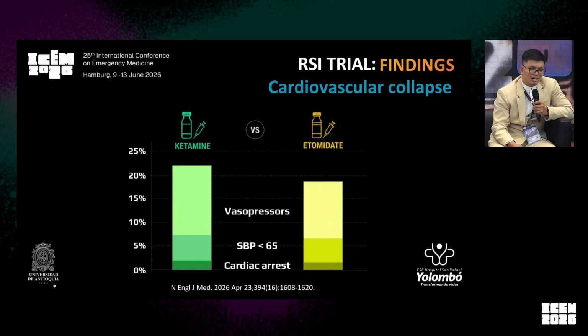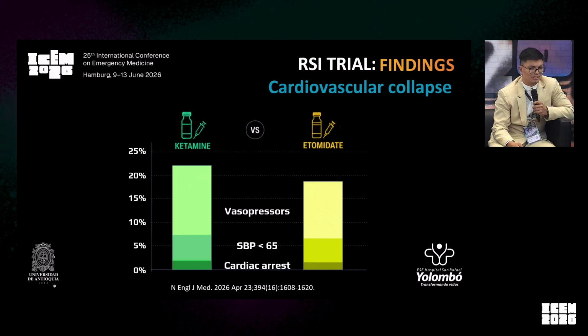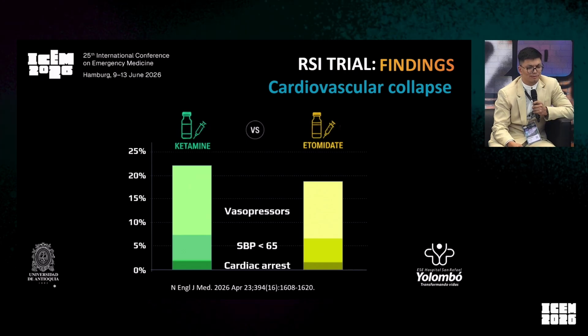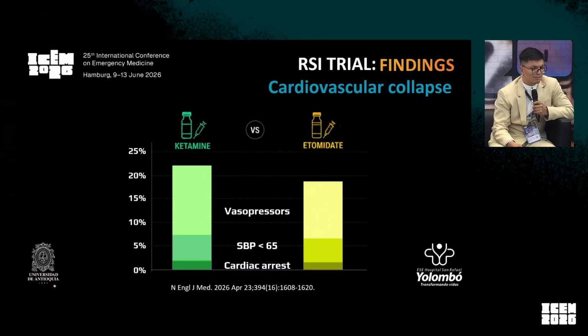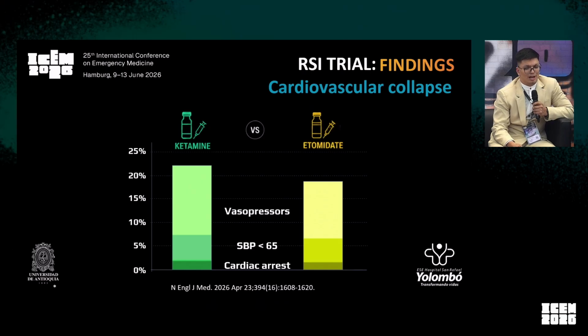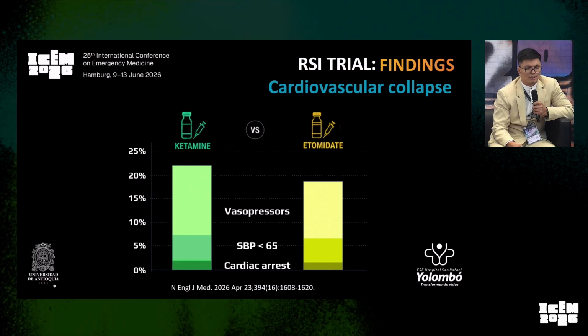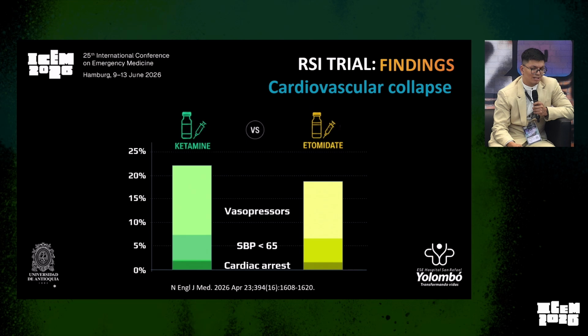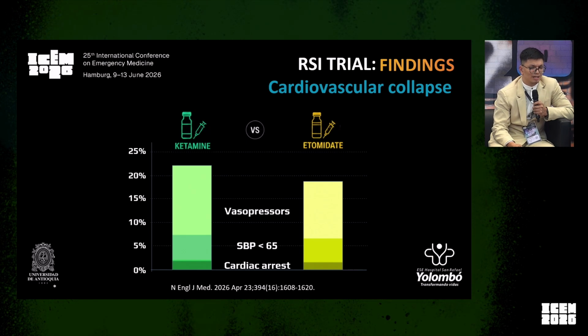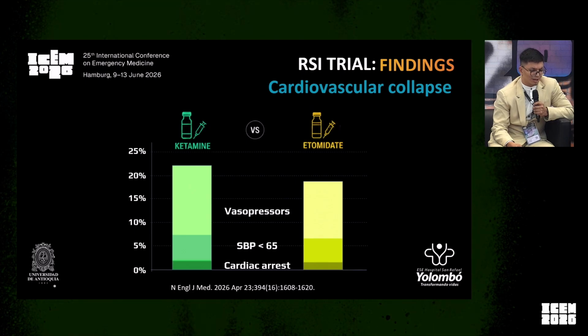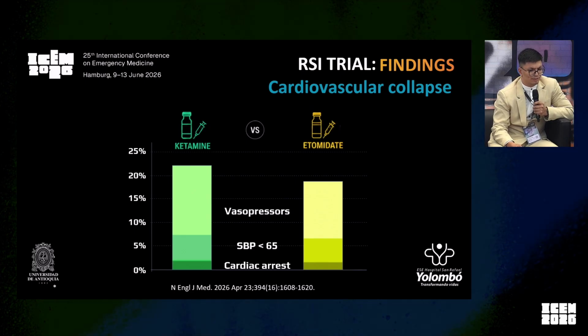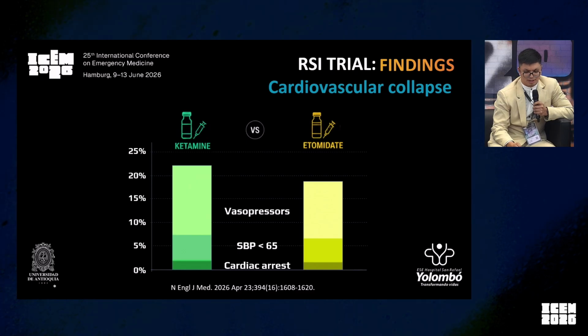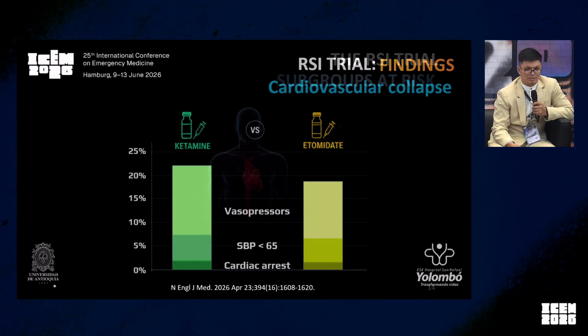When you try to analyze these findings, you have to remember that cardiovascular collapse is a composite outcome derived from cardiac arrest, systolic blood pressure below 65, and the use of new vasopressors or an increase in the use of vasopressors after the intubation. You can see that the difference is almost explained by the use of new vasopressors, and not by a systolic blood pressure below 65 or a new cardiac arrest between both of the drugs.